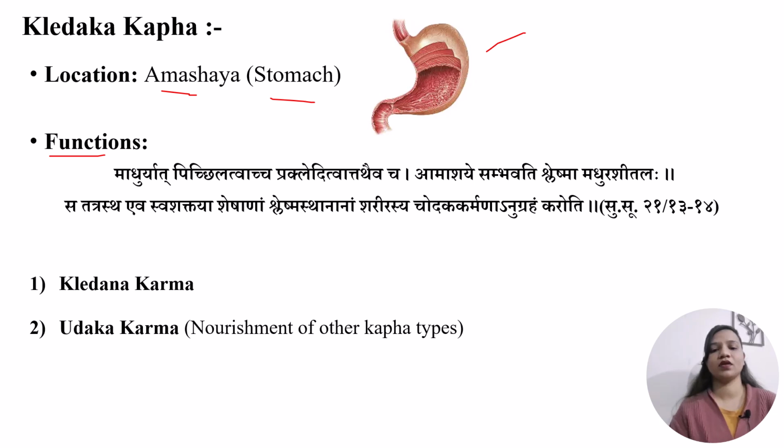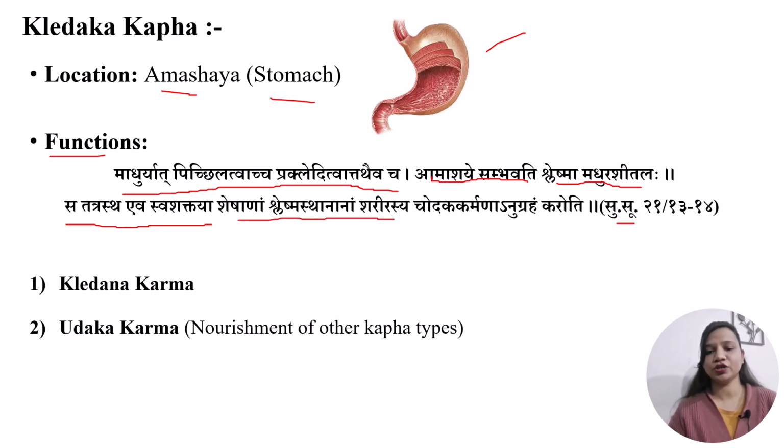If we see the functions of Kledaka Kapha, the shlok came in Sushruta Samhita of Acharya Sushrut, which goes like: Madhuryat Pichhilatvach Prakleda Datvat Tathaivacha Amashay Sambhavati Shleshma Madhur Shitala Sa Tatrastha Eva Swashaktaya Sheshannam Shleshmasthanam Sharirasya Cha Udaka Karmanam Anugraham Karoti. What does the shlok mean?